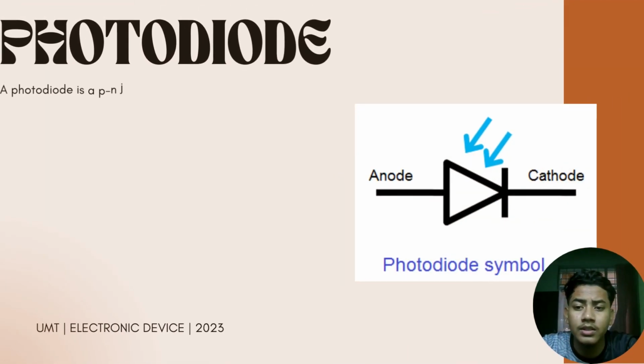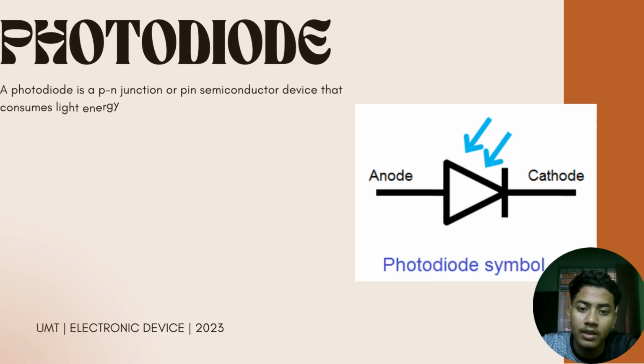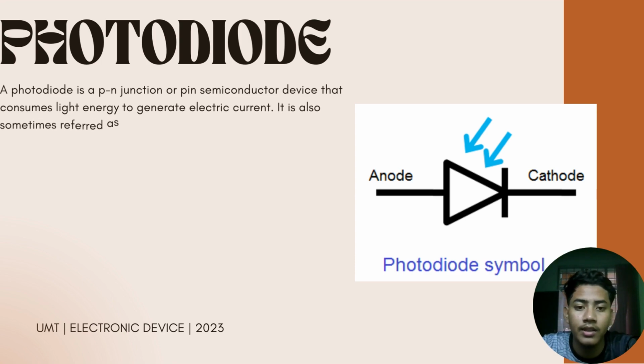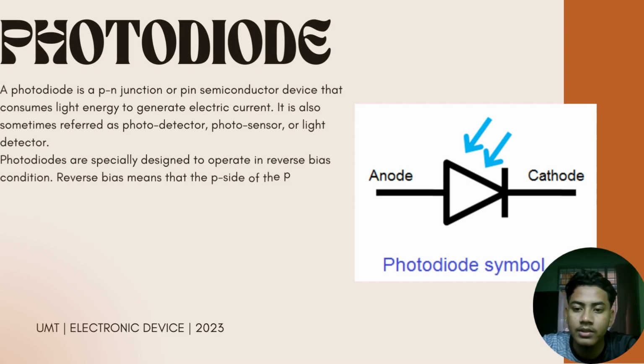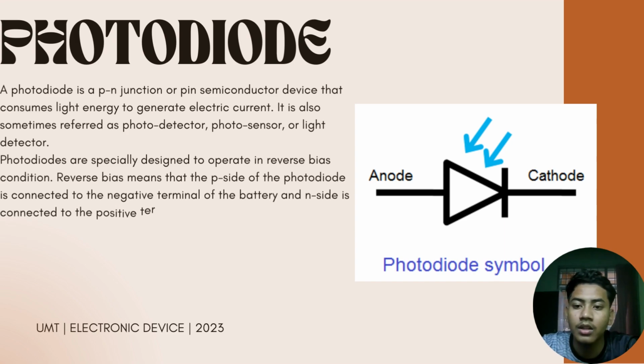A photodiode is a p-n junction or pin semiconductor device that consumes light energy to generate electric current. It is also sometimes referred to as a photodetector, photosensor, or light detector. Photodiodes are specially designed to operate in the reverse bias condition.